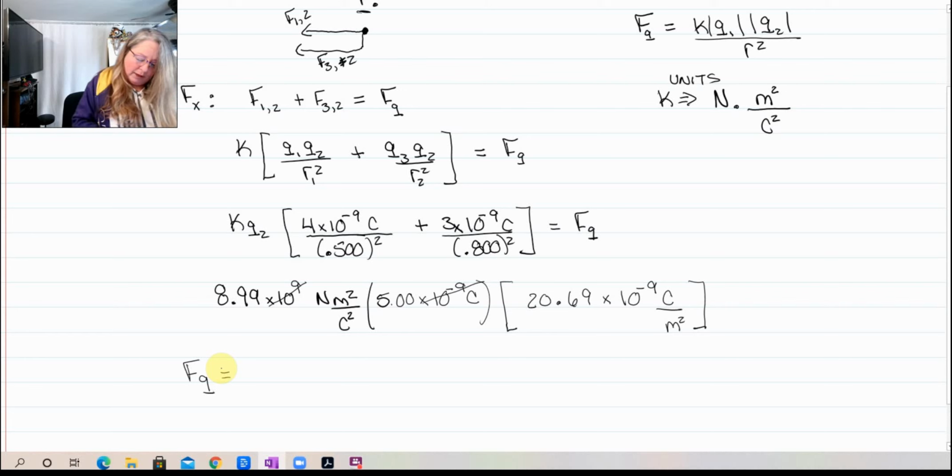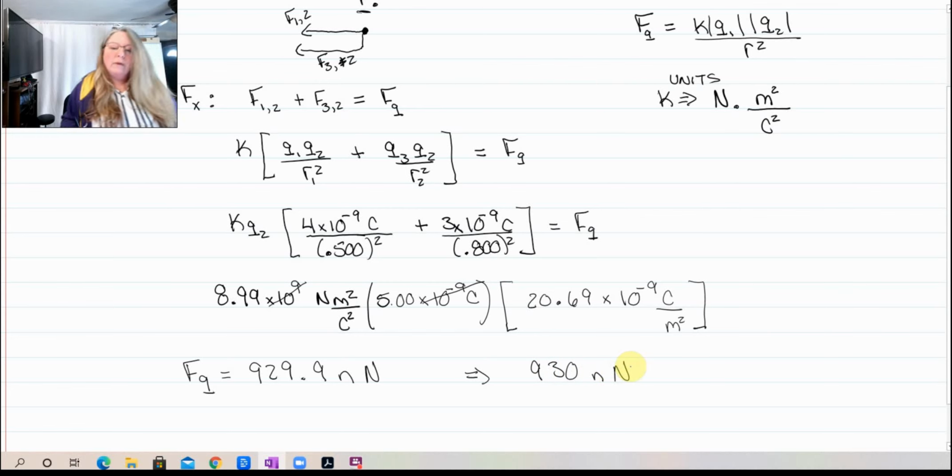So I'm multiplying my 20.69 times 5 times 8.99. And I get 929.9 nanonewtons, 10 to the negative 9. Let's do some sig figs here. It just essentially becomes 930 nanonewtons. And there you have it. The next one we'll do on a triangle.